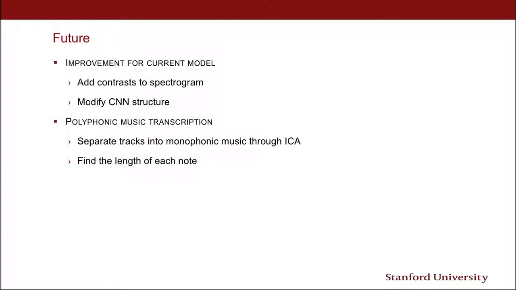And for future steps, we definitely think that there is room for improvement for our current model. And we can even modify our CNN structure further to improve our accuracy. And the final question would be how to tackle polyphonic music transcription. We thought that we could simply separate the tracks into monophonic music through ICA or some other methods, and then try to apply the same CNN network that we generated.